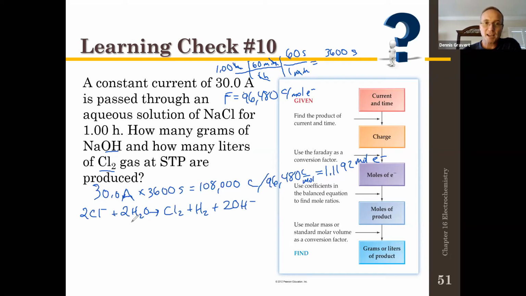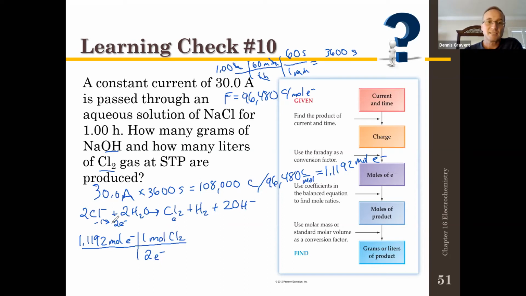Awesome. In our balance equation, 1 chlorine has a -1 oxidation number and goes to 0. So I need 1 electron for 1 chlorine atom, but I got 2, so I need 2 electrons to be released. So chlorine is going to produce Cl2, it's going to produce 2 electrons, but this whole thing's in moles. So I actually have 1.1192 moles of electrons. And in my balance equation, hiding in there is the fact that for every 2 moles of electrons, I can make 1 mole of Cl2.